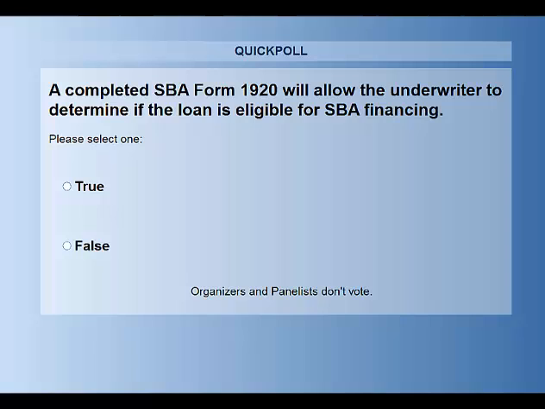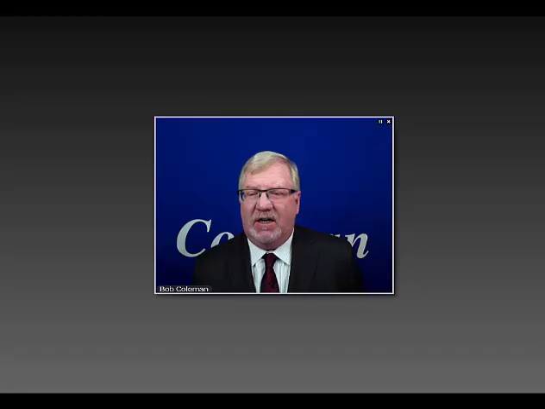Let's go to the poll questions. A completed SBA Form 1920 will allow the underwriter to determine if the loan is eligible for SBA financing. True or false? What say you, Nathaniel? True. And we got one person who said false. That's true. All your eligibility questions will be answered when you complete that 1920.